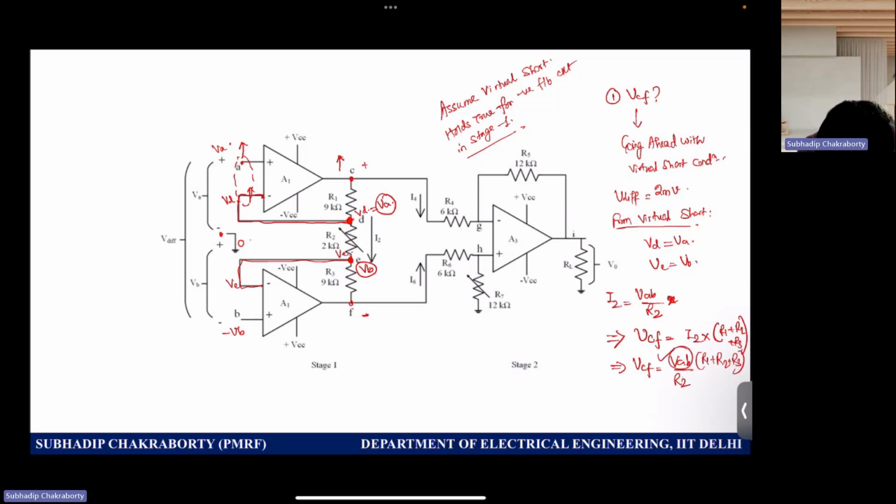Now VAB is given, R1, R2, R3 values are given, so it is easy to calculate VCF, which can be calculated as 2 millivolt divided by R2, which is given in the problem as 2 kilo ohm, and R1 is 9 plus R2 is 2 and R3 is 9, all in kilo, so they can cancel, and we ultimately have 20 millivolts as the value of VCF. So I think the first part was easy, and now let us go ahead with the second part.